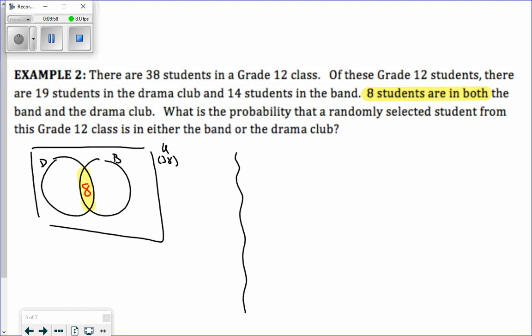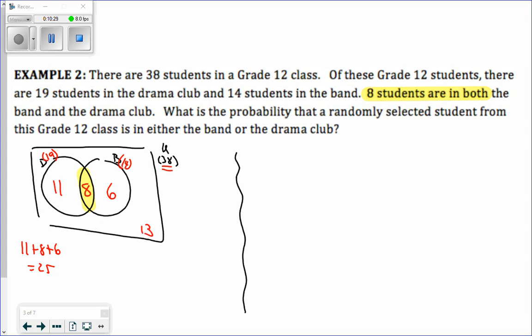Of the 19 who do drama, we know that the whole drama circle has to be 19 and the whole band circle needs to be 14. So that's why you start in the middle, because you want to subtract off. So this would be 11 and this would be 6. Yes, I can math. Then if we add up all these, 11 plus 8 plus 6, you get 25. But there was 38 in my universal set, so that leaves 13 with neither.